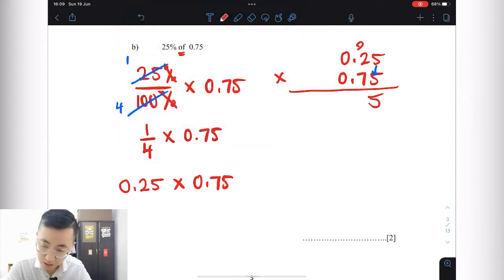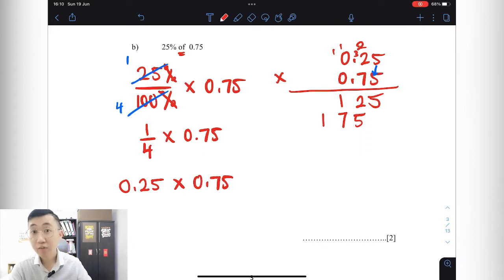Alright, so 2 goes up, and then now 2 times 5, 10 plus 2, 12, 1 goes up. 0 times 5 will be 0 plus 1 here, so 1, 2, 5. Now everything need to multiply by 7, so 5 times 7, that will be 35, 3 goes up. So 2 times 7, 14, plus 3, 17, 1 goes up. 0 times 7, 0 plus 1, so that's 1.